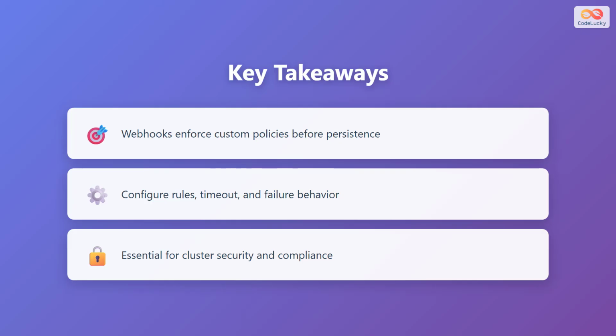Let's recap the essential concepts. Validating webhooks enforce custom policies before resources are persisted to etcd, giving you fine-grained control over what enters your cluster. You must carefully configure rules, timeout values, and failure behavior to balance security with availability. Most importantly, validating webhooks are essential for cluster security and compliance, allowing you to enforce organizational policies that go beyond Kubernetes' built-in validation. By mastering validating webhooks, you gain a powerful tool for maintaining a secure, compliant, and well-organized Kubernetes environment.